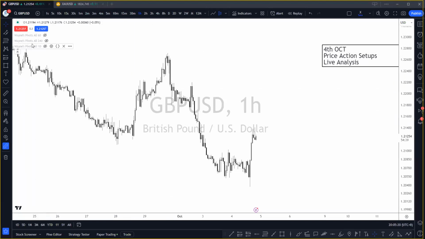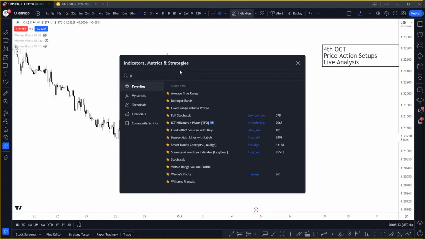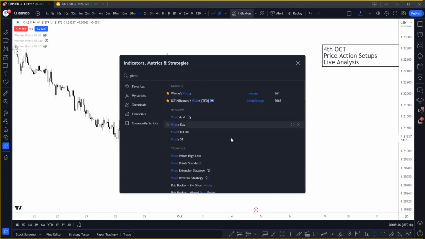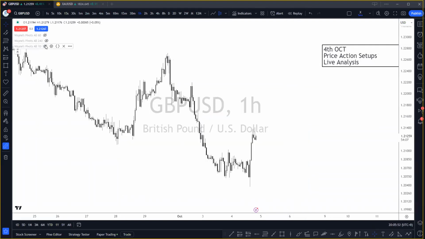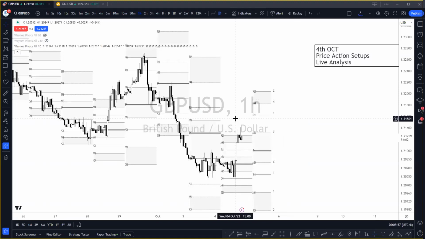The pivot points are available on TradingView, which is the software I'm using today. You can go to indicators and search for any sort of pivot points. Just type in pivots and there'll be a list of pivot points that surface. All of these will work, but the one that I'm actually using is the Wayne's pivot. So what is unique about this Wayne's pivot? Or maybe let me just go through what pivot points are in general.